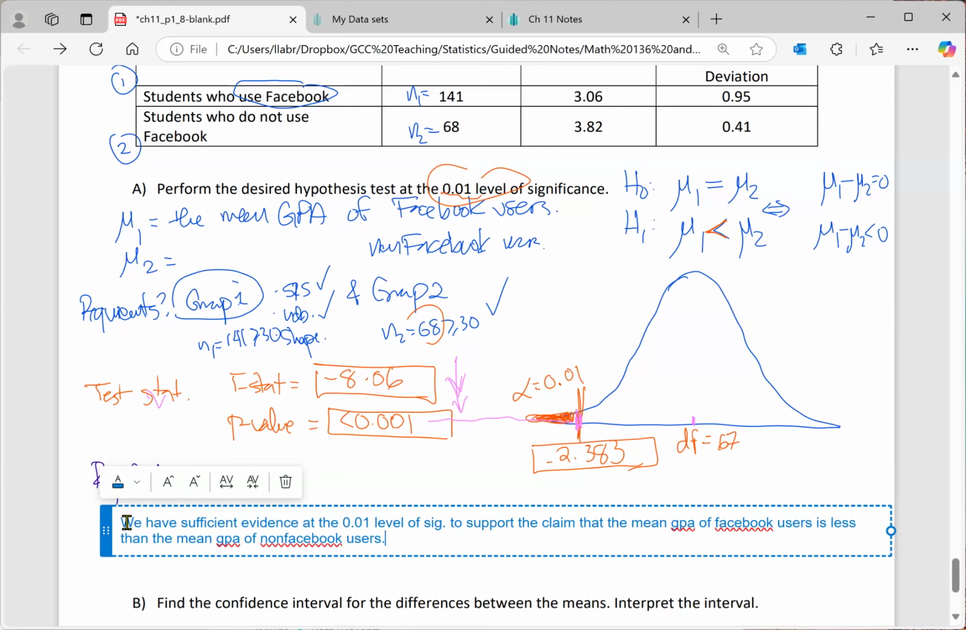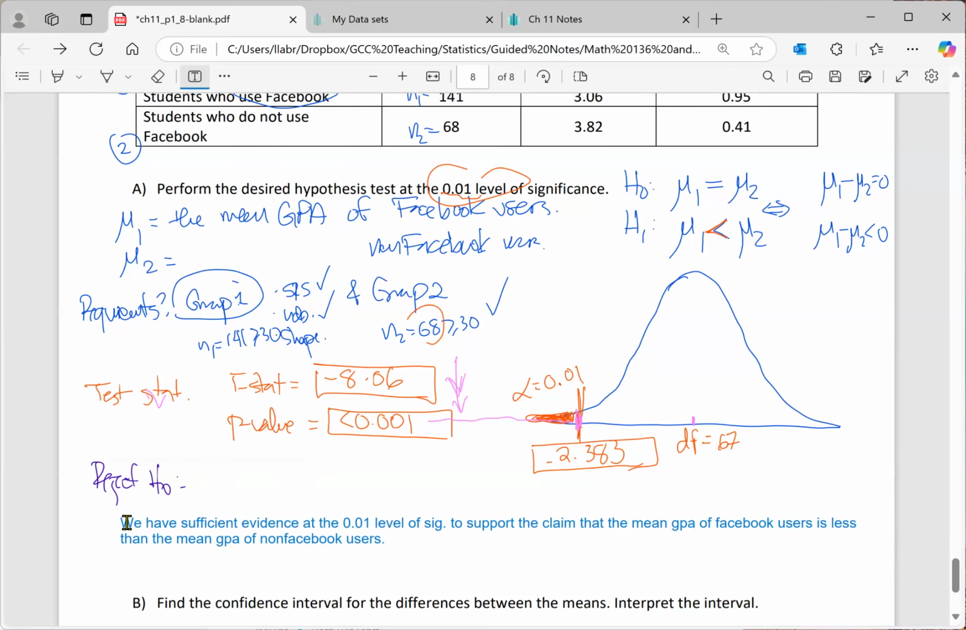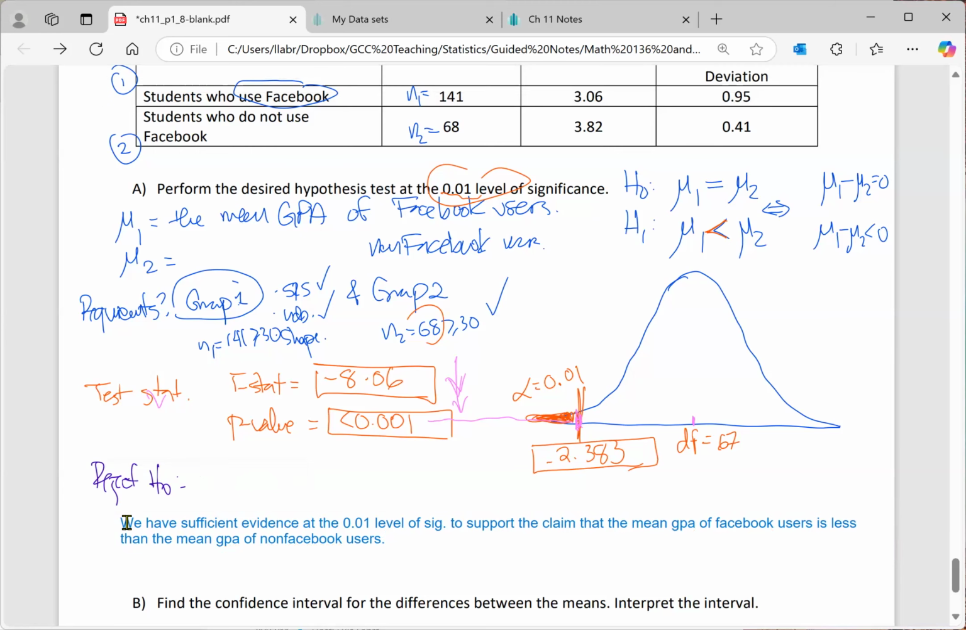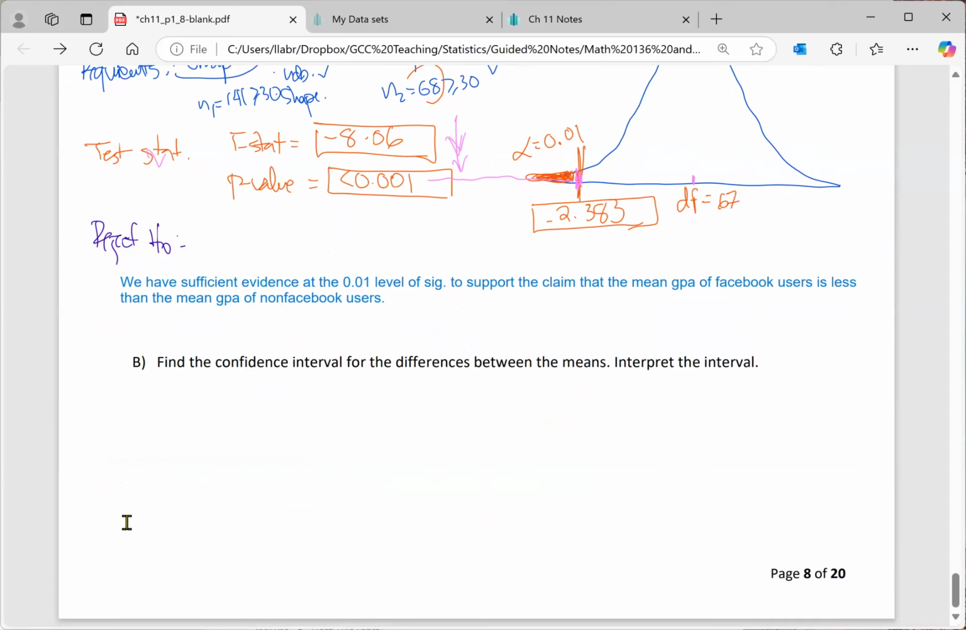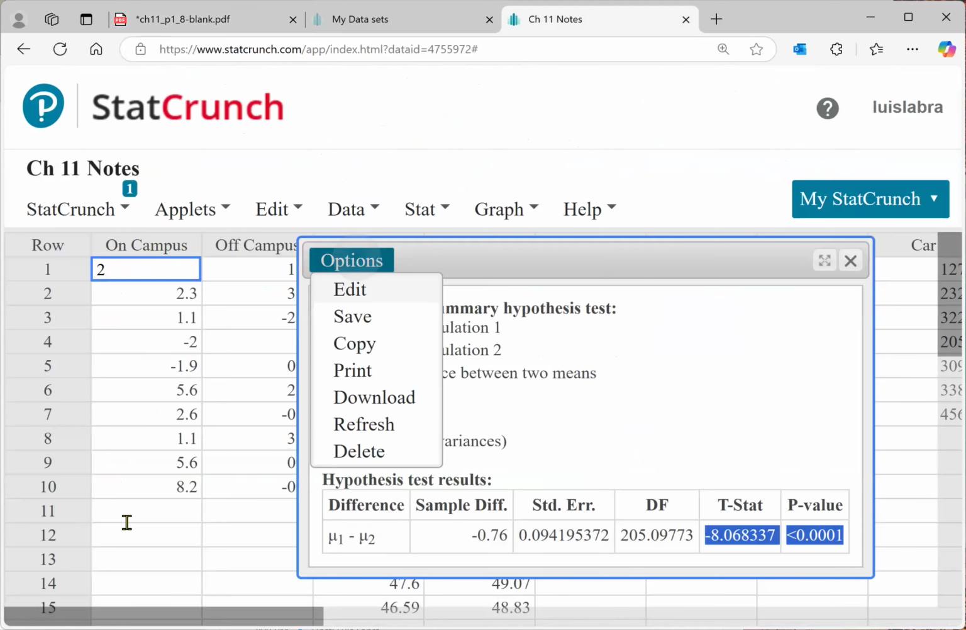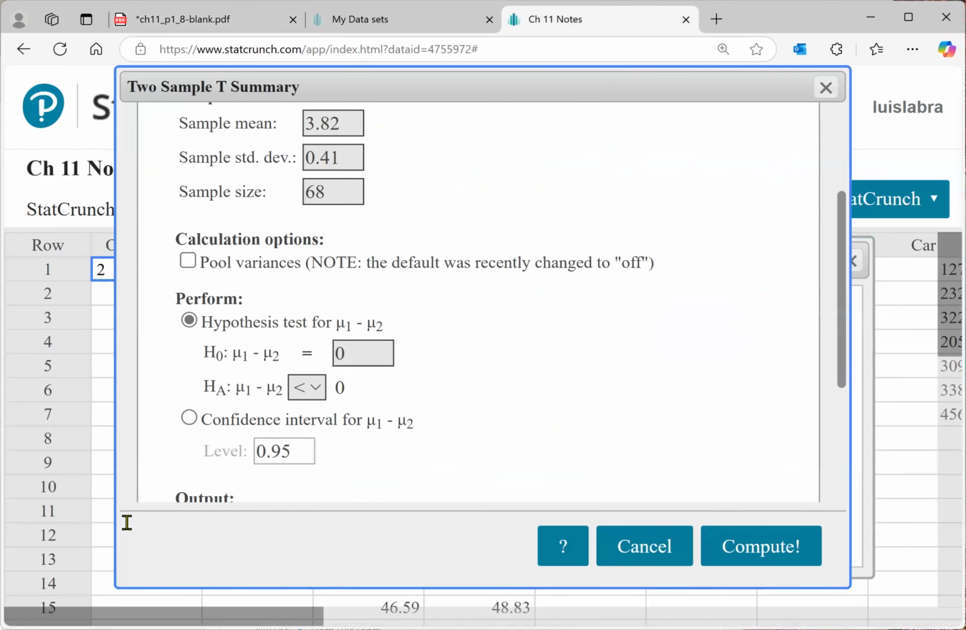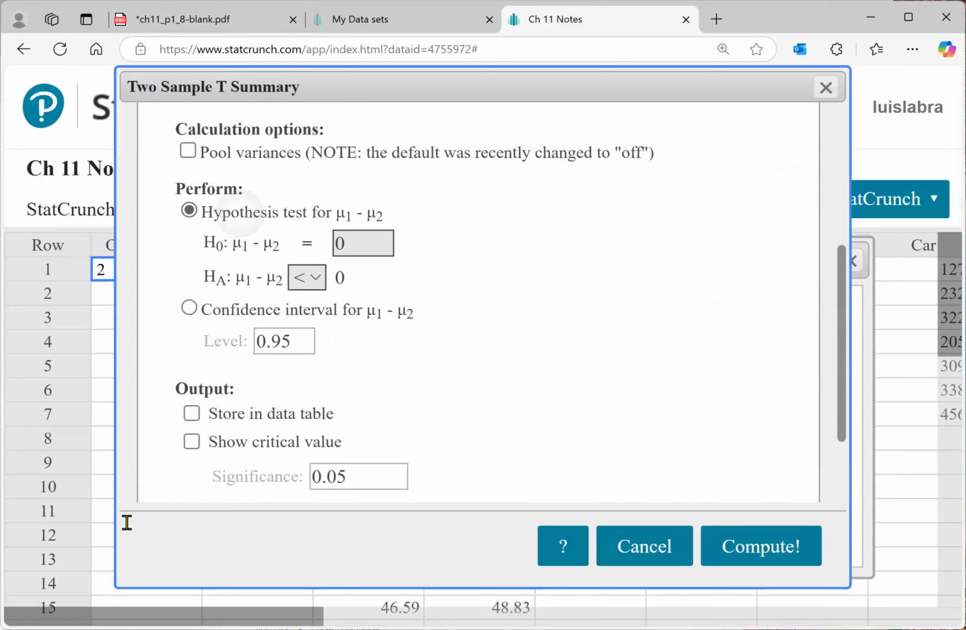All right, so remember that a hypothesis test is not good because it doesn't really tell you by how much on average that is. And so that's why we have our second part here, which is find the confidence interval for the differences between the means. So I'm simply going to go back to StatCrunch and adjust what I want to perform. It's not a hypothesis test. It's going to be a confidence interval.